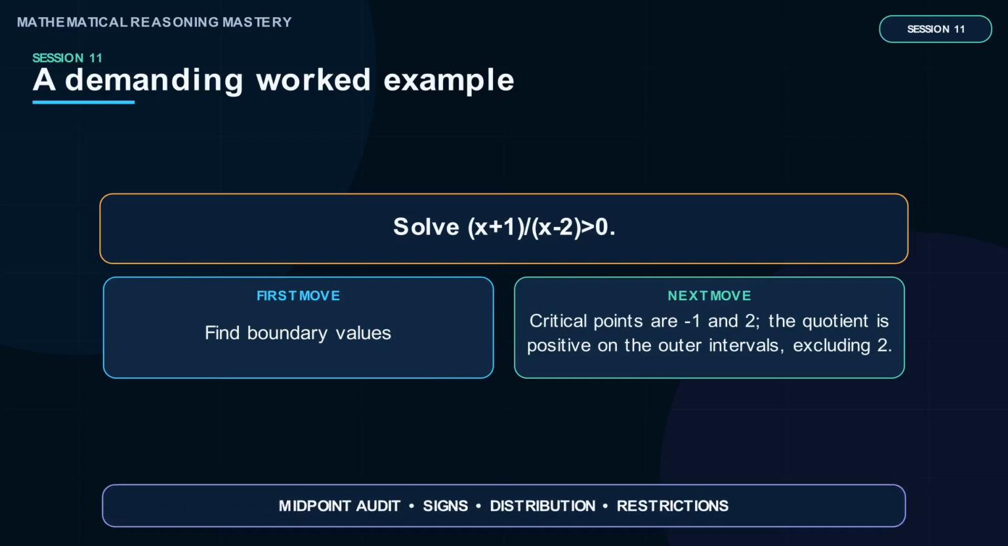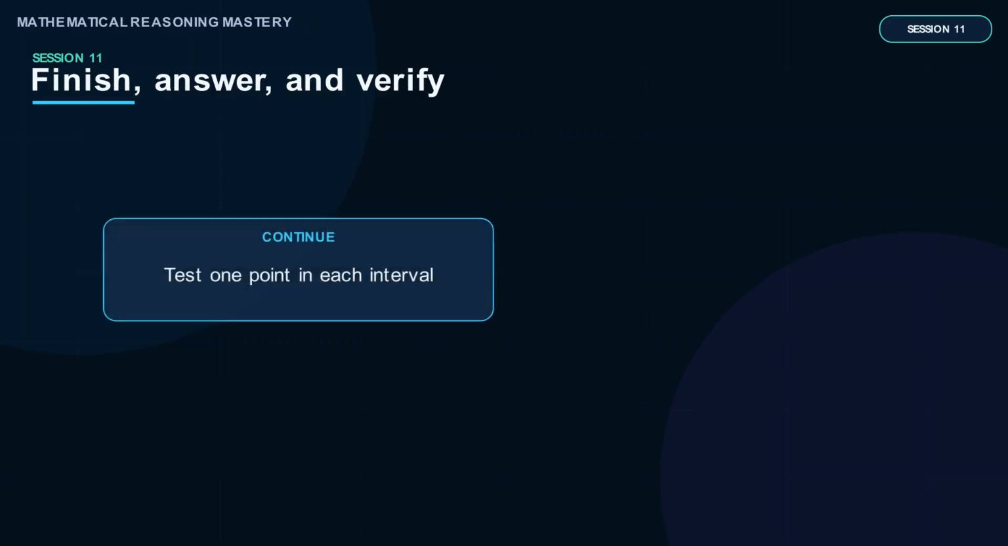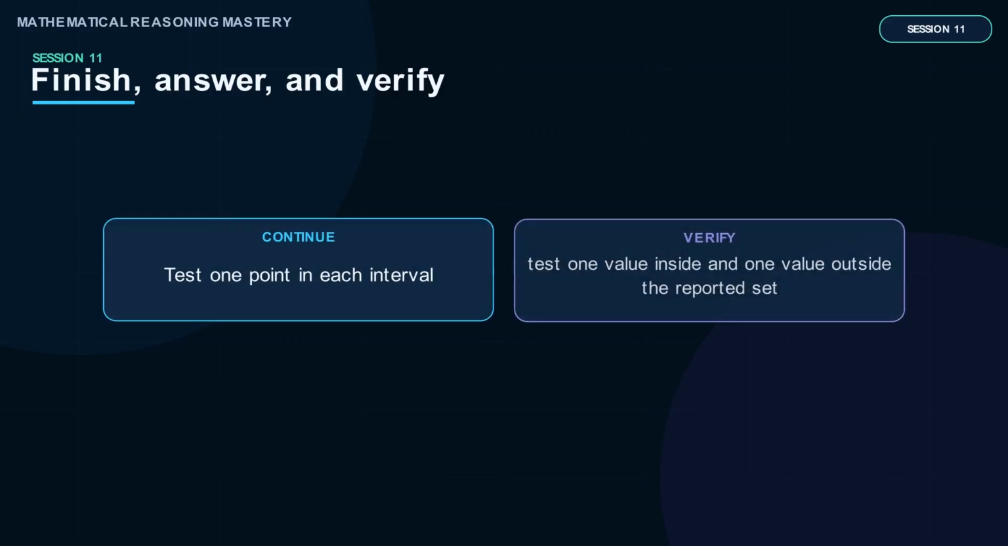Pause for a midpoint audit. Check copied values, signs, units, restrictions, and whether the current result is the requested quantity or only an intermediate value. Continue by applying this control. Test one point in each interval. The explanation supports one option without relying on its position. The mathematical conclusion is x < −1 or x > 2.